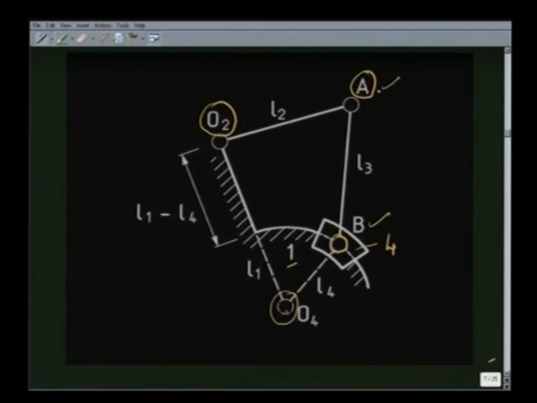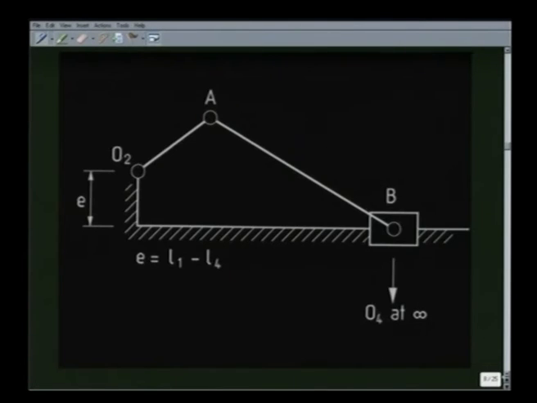So, we can see the kinematic dimensions. L2 is a link length which is obvious, L3 is a link length which is obvious, and the other 2 link lengths are O4B, which we call L4, and O2O4, which we call L1. Now, if we come to this 3R 1P linkage, we have a revolute pair at O2, we have a revolute pair at A, and a revolute pair at B, whereas between link 4 and link 1 we have a horizontal prismatic pair. We can imagine this 3R 1P linkage is equivalent to having a revolute pair O4 at infinity in a direction perpendicular to the direction of sliding, which is horizontal. So, now we can think of a 4R linkage O2, A, B, and O4, where O4 is at infinity.